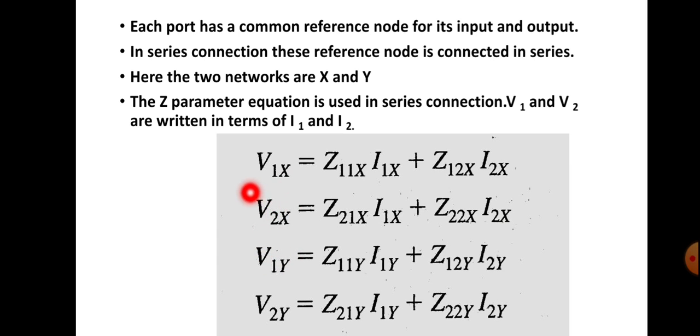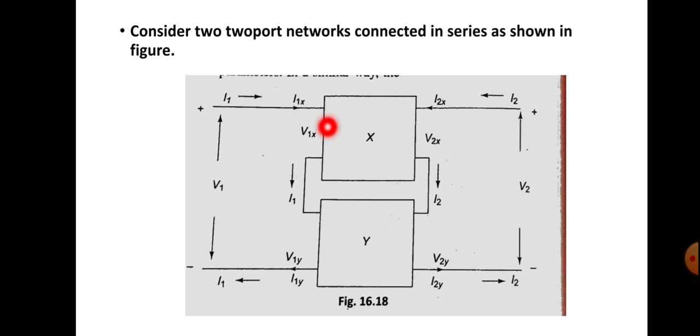Okay. So if we take the first network X, then corresponding to that X network we can write V1X equal to, we know that it will be written in terms of I1 and I2, so it will be Z11X I1X plus Z12X I2X. Similarly V2X will be equal to Z21X I1X plus Z22X I2X. And this is the X network equation. See, this is the X network. So we are writing V1X and V2X in terms of I1X and I2X.